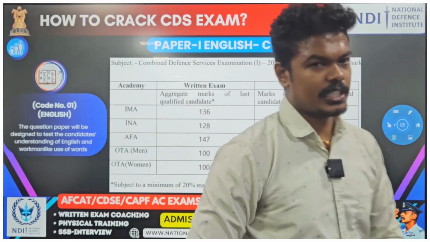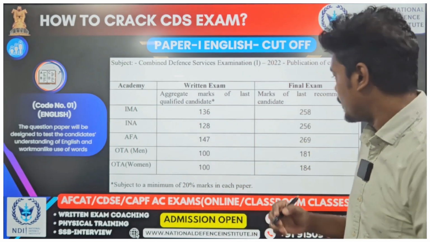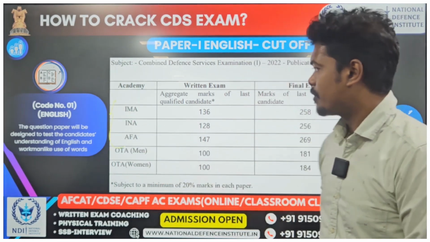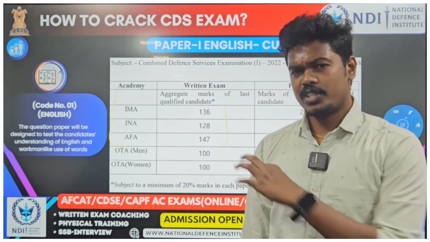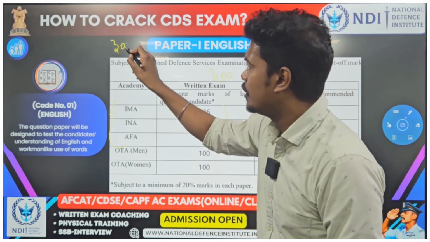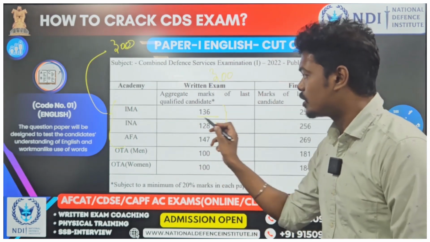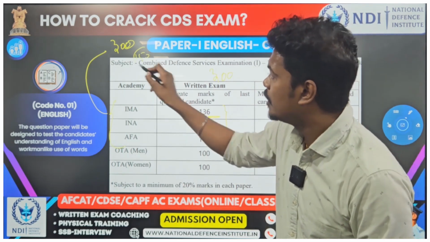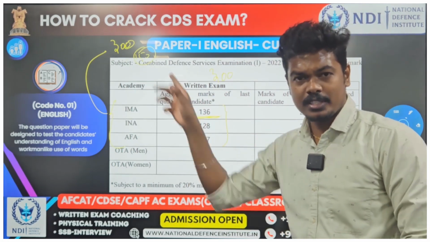You see, this is the cutoff for last year. Last year's NDA exam cutoff. You take a look at it. For IMA, INA and AFA, you can see this is the aggregate mark of the last qualified candidates. If you just look at it, the total marks is around 300. Only for these three academies, it is just 300 marks. For 300, you can see it is 136, which means not even 50%. For 300, it is just 150. So less than 50% marks is required for you to make it into these three academies.